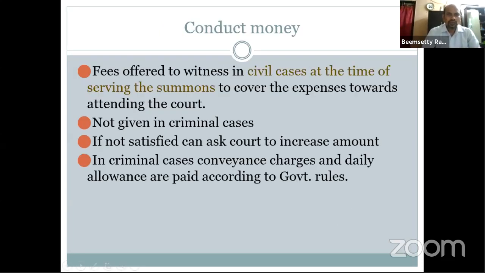Okay. Next, what is conduct money? Conduct money is the fee offered to a witness in civil cases at the time of serving summons. Already told, when a summons is issued, it is his bounden duty to attend the court. If he is not attending, the punishment in civil cases is damages to be paid, and in criminal cases, bailable and non-bailable warrants. Related to conduct money, it is the fee offered to the witness in civil cases at the time of serving the summons.